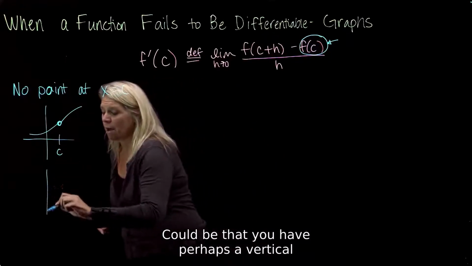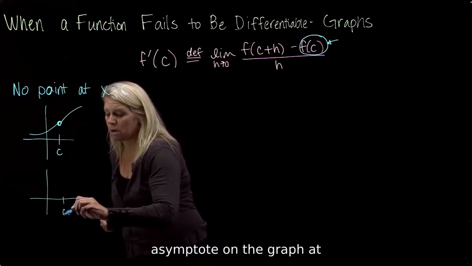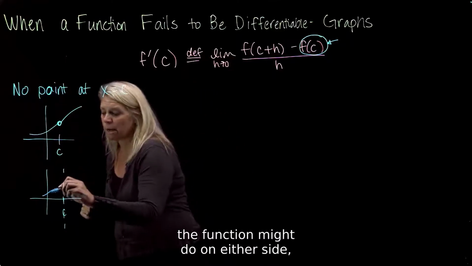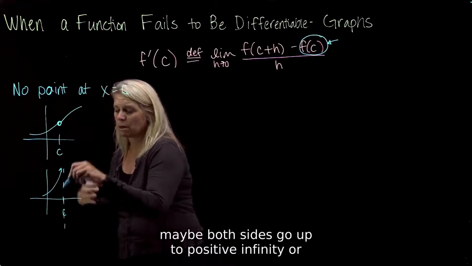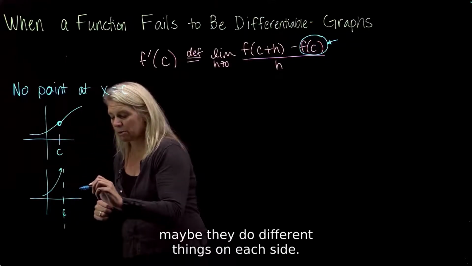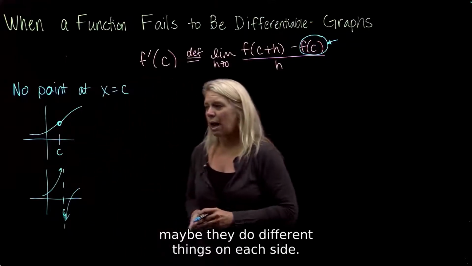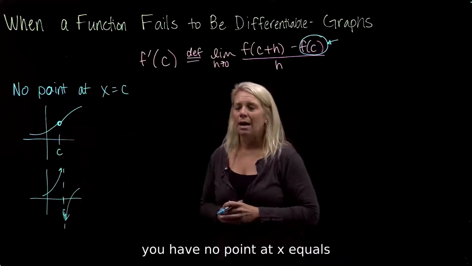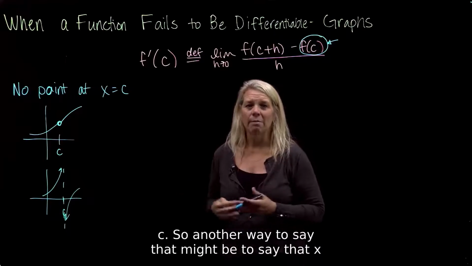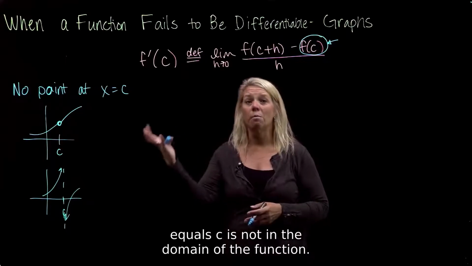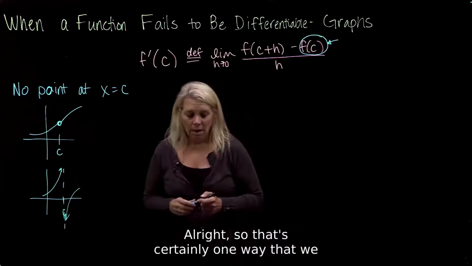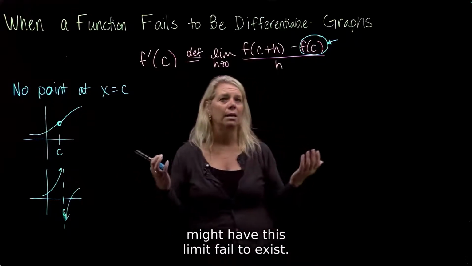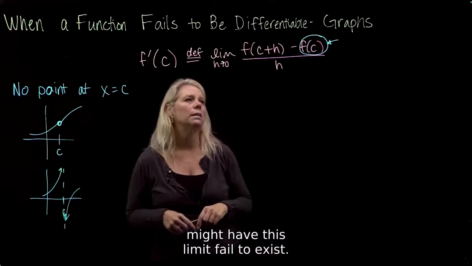It could be that you have perhaps a vertical asymptote on the graph at x equals c, and whatever the function might do on either side, maybe both sides go up to positive infinity, or maybe they do different things on each side. But these are just some examples of graphs where you have no point at x equals c. Another way to say that is that x equals c is not in the domain of the function. So that's certainly one way that we might have this limit fail to exist.